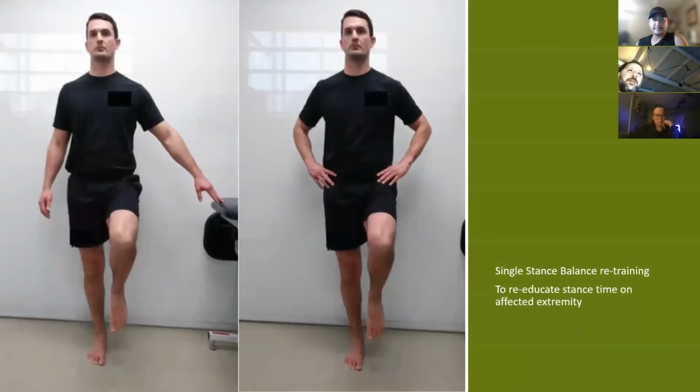The next slide is a single stance balance retraining test. This is designed to re-educate her stance time on the affected extremity, which will come up during gait whenever she has to go to single limb support. Even though most of gait she'll be using both of her legs, whenever she's on just one leg, like mid stance, or she needs to use one leg to move forward the contralateral leg, she's able to not suffer from not being able to stand on that stance leg for as long as she needs to.